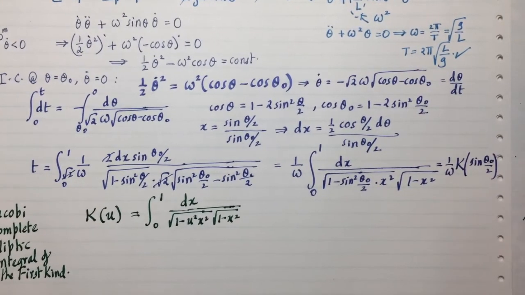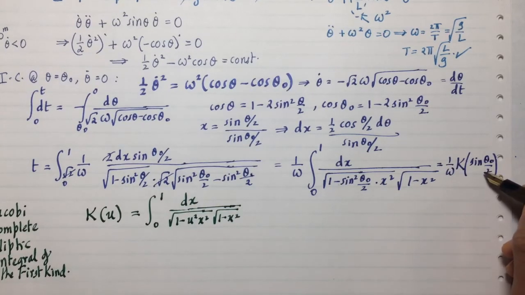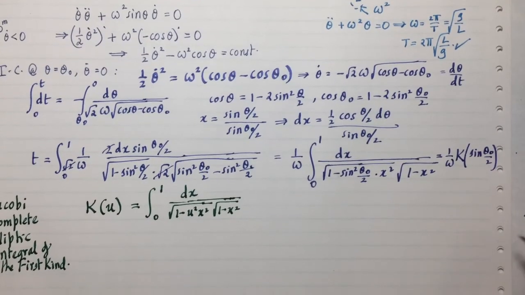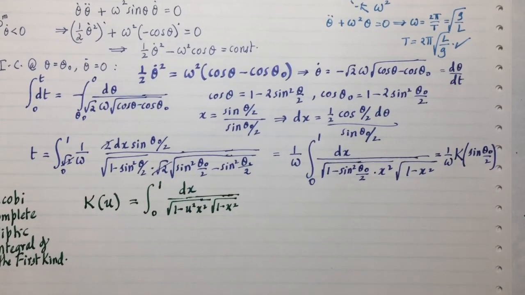If I say it's 80 degrees, then it's going to be sine of 40 degrees. Find out what sine of 40 degrees is from your calculator. Then go to the table of elliptic integrals of the first kind and look up what K of that value is, and you're done. You have finished the problem.